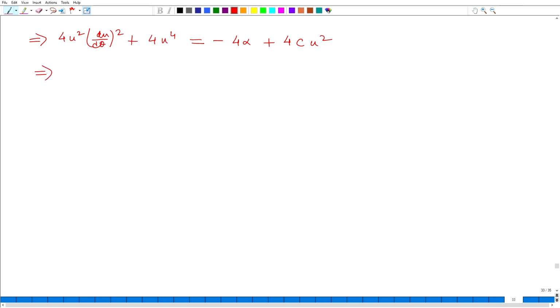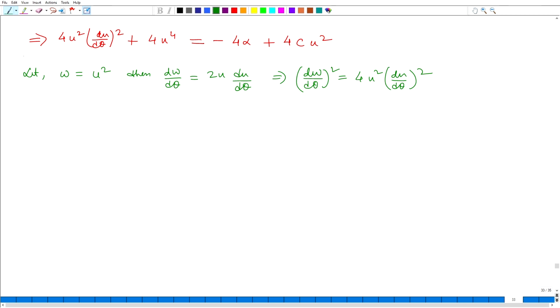And now I just introduce a new variable. Let W is equal to u², and then dW/dθ will be equal to 2u du/dθ. And of course, (dW/dθ)² will be simply 4u²(du/dθ)². That much I can write. So this equation finally comes to be (dW/dθ)² plus 4ω², because u⁴ is nothing but ω², is equal to minus 4α plus 4Cω.